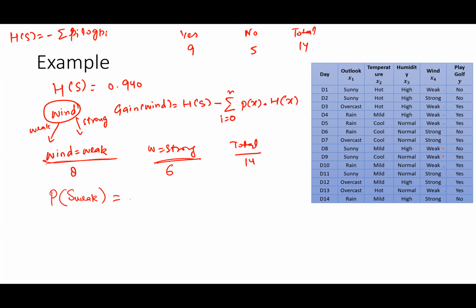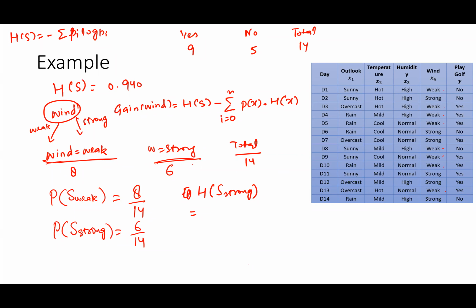Therefore, the probability of S weak: what we have to do there is take the number of weak divided by the total number. Fine. So that becomes equal to 8 by 14. Similarly, probability of S strong will be equal to 6 by 14. Fine. So that gives us it. And then finally, the entropy of S strong. Entropy of S strong is basically, then we have to calculate out of the 6 examples in which wind is strong, how many are yes and how many are no.